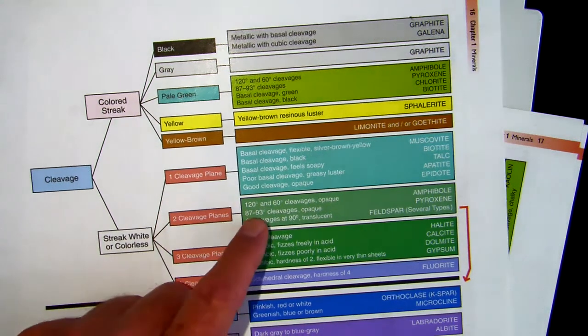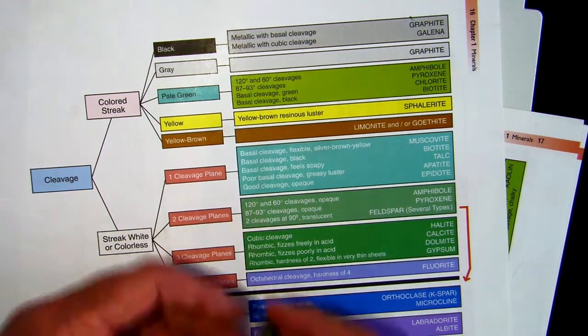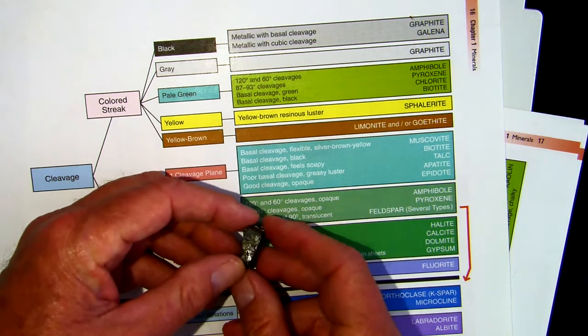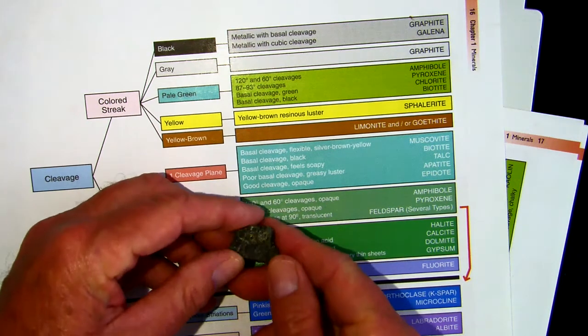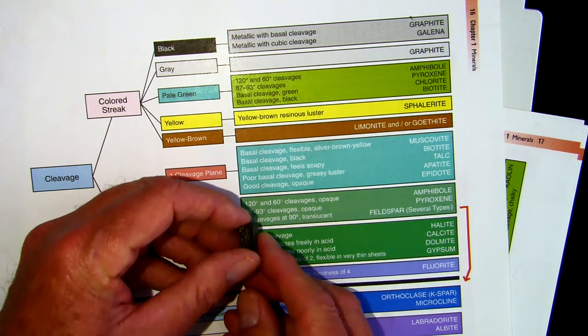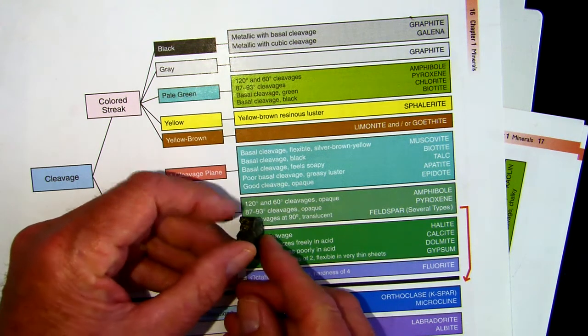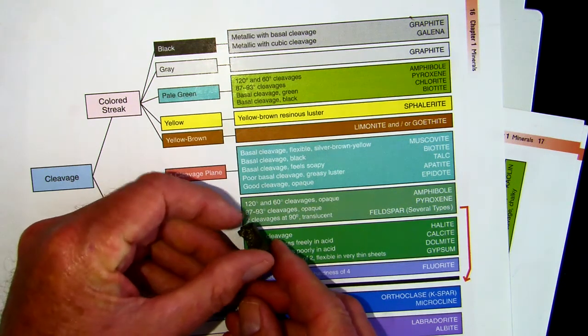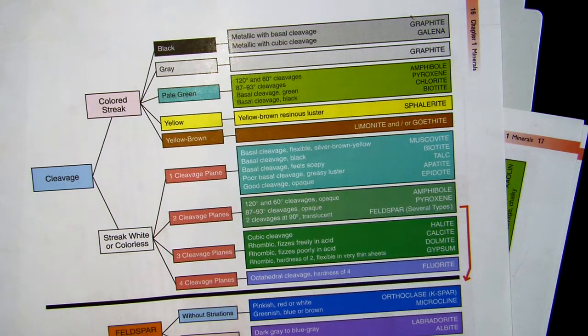If they are at about 90 degrees, like we see here, so your one cleavage plane here and one here, and that's 90 degrees. It's a small specimen. It's kind of hard to see, but that's 90 degrees.